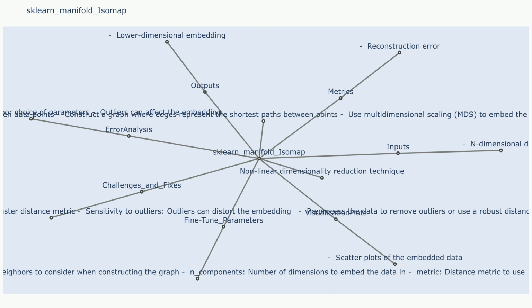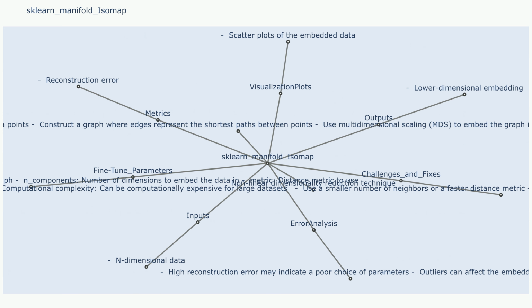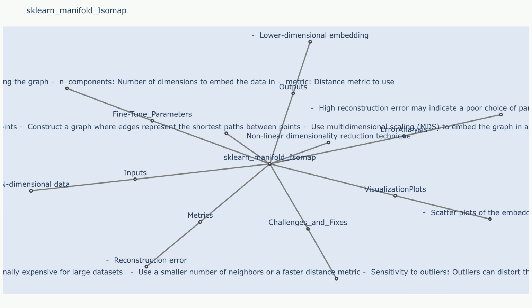Challenges and fixes. Challenge 1: high computational complexity. Computing the shortest paths between all pairs of points can be computationally expensive for large datasets, especially with a large number of neighbors. Sample use case that resulted in Challenge 1: a dataset with millions of data points and a high number of neighbors, e.g., n_neighbors equals 50.